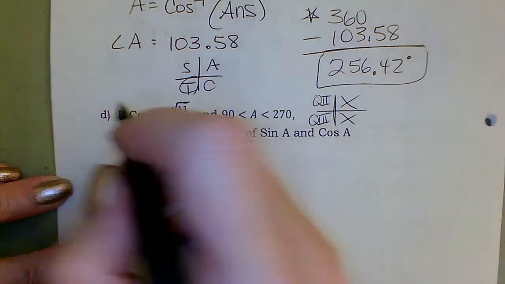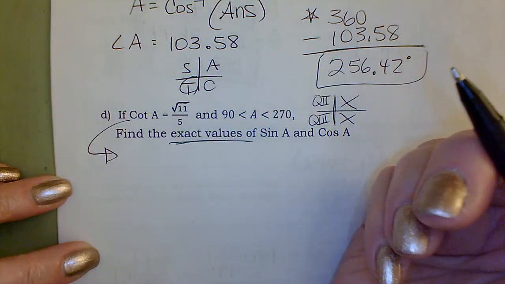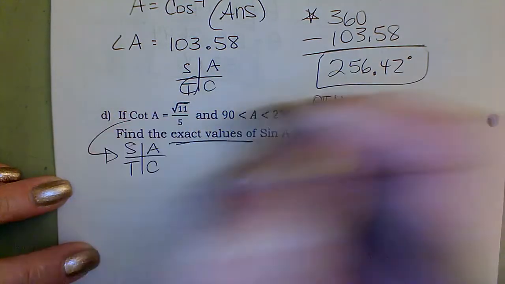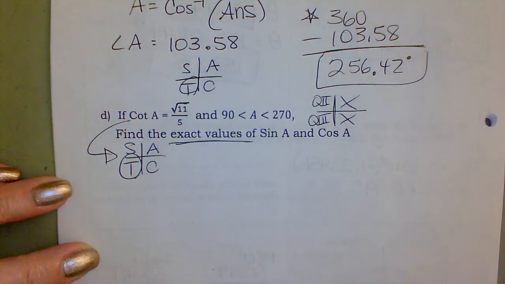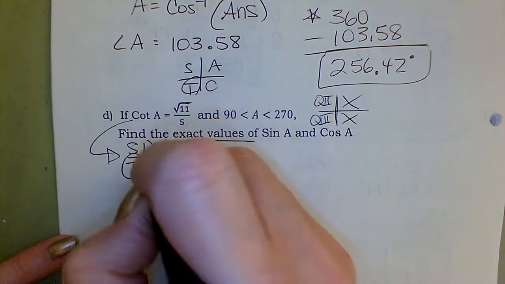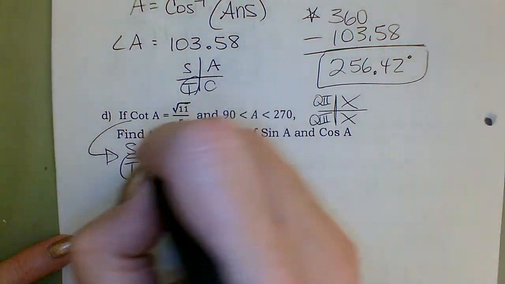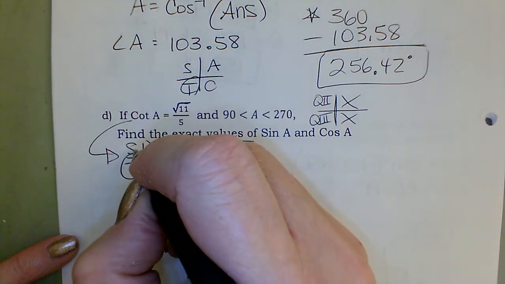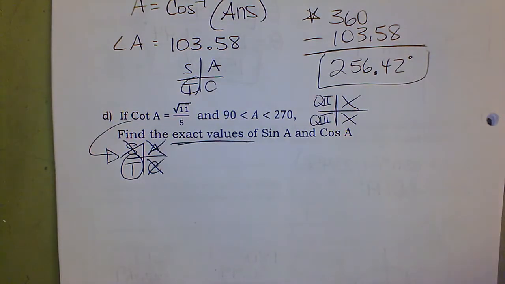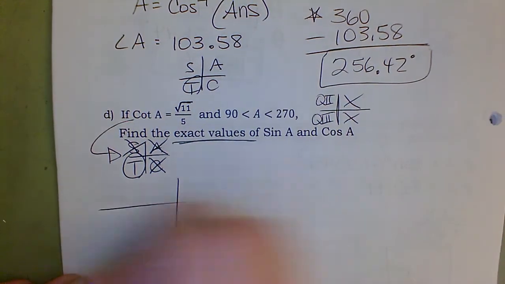Let's see. We're dealing with cotan. So according to CAST, tan is only positive in that quadrant. So when we X these ones out right away, tan is not positive in this quadrant, so we're going to cross that one out too, because cotan and tan are reciprocals of each other. So I'm only looking at quadrant 3. So I'm going to draw quadrant 3 out.